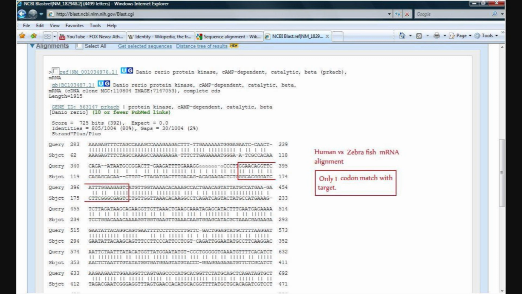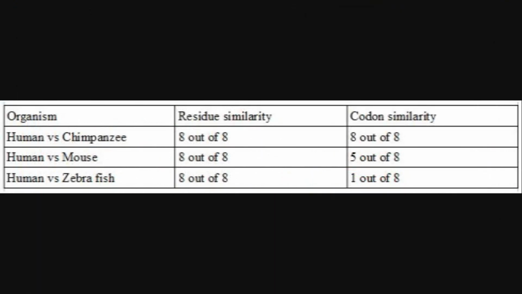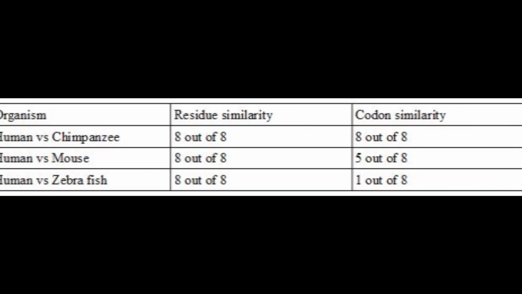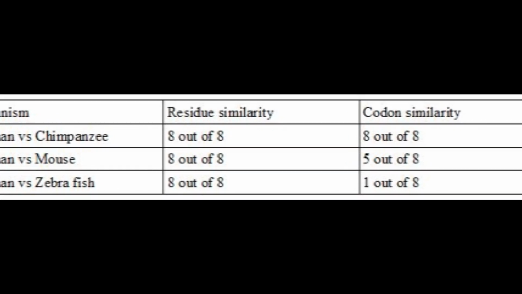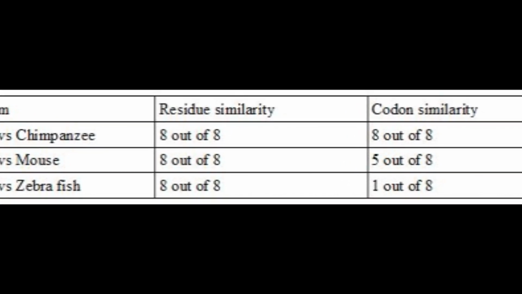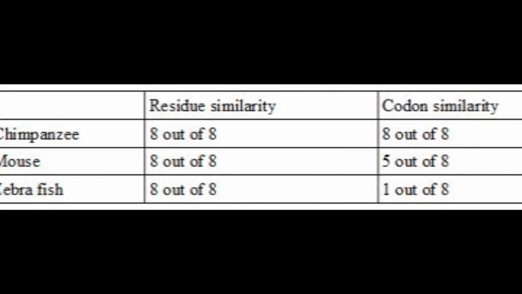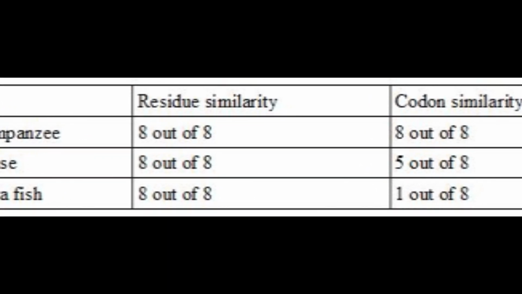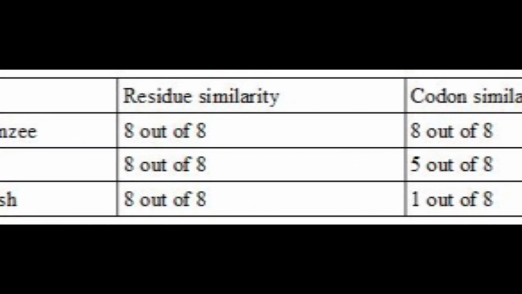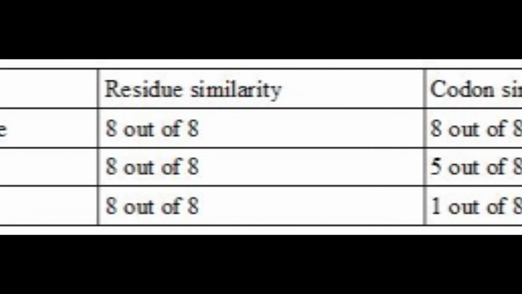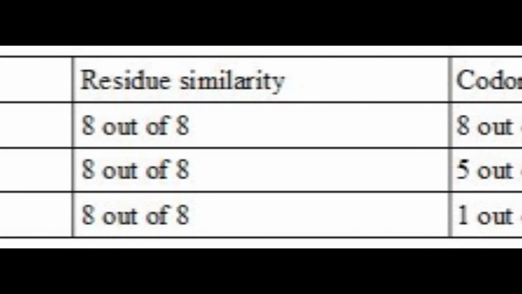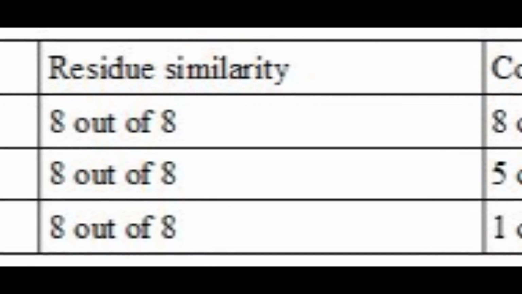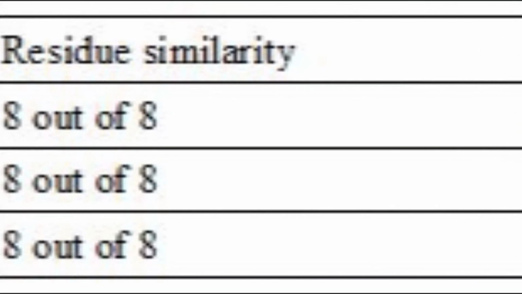Now let's analyze the data. All glycine loop residues are identical in human, chimpanzee, mouse, and zebrafish. However, the codons coding those residues vary. Human and chimpanzee share all the identical codons. Mouse and human share 5 identical codons out of 8. Human and zebrafish share only 1 identical codon. So the pattern predicted by the theory of evolution is evident here. We have confirmed our prediction.